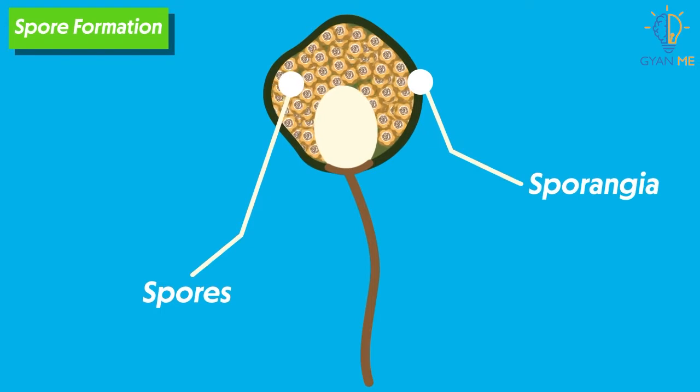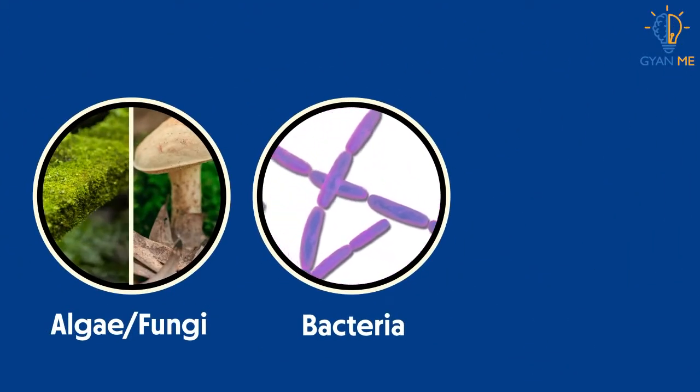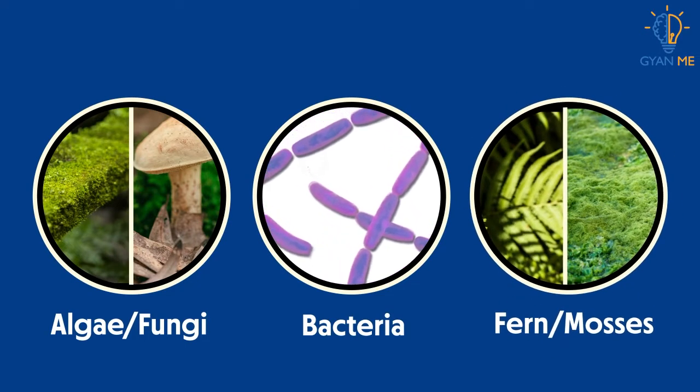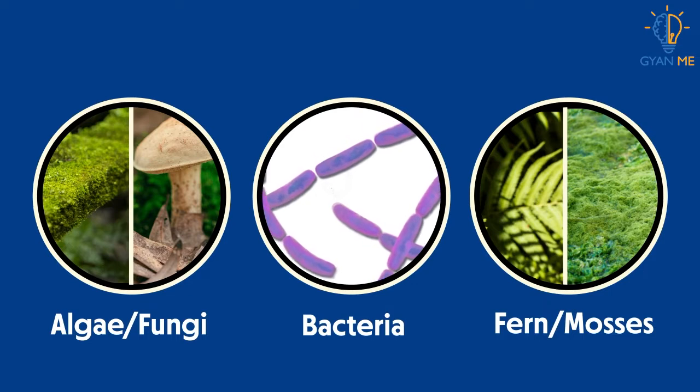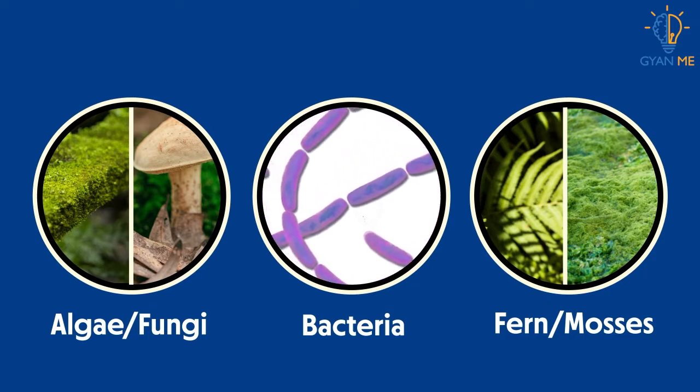And which organisms use spores for reproduction? Some simple organisms in bacteria, fungi, some simple plants like algae, and some flowering plants like ferns and mosses reproduce by spores. Let us understand this in detail.